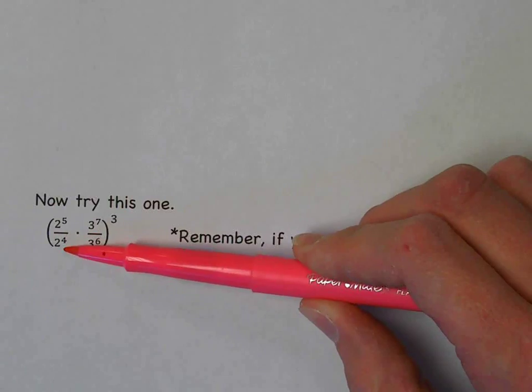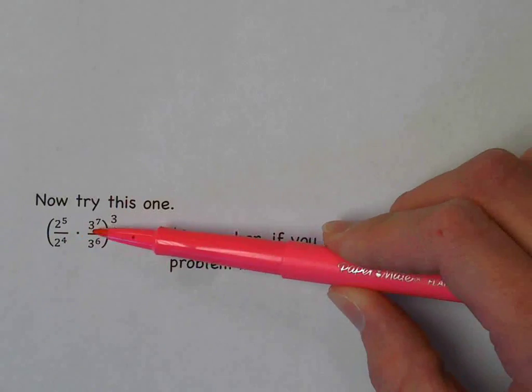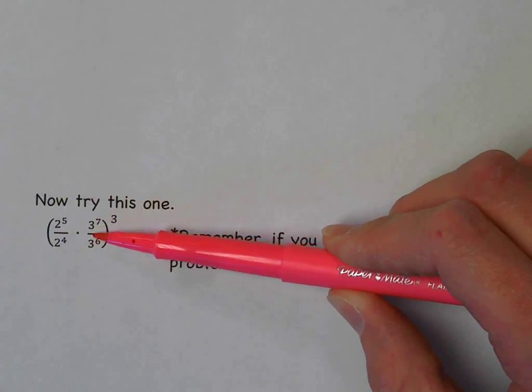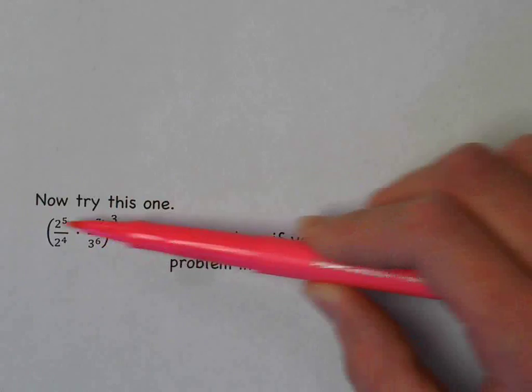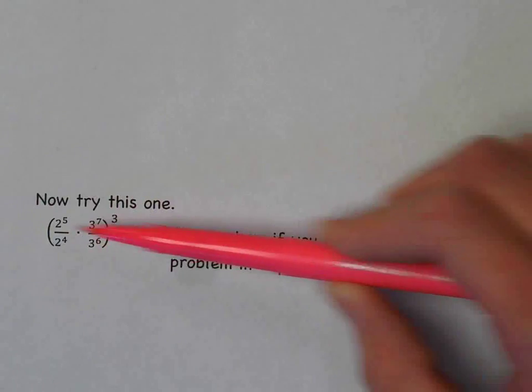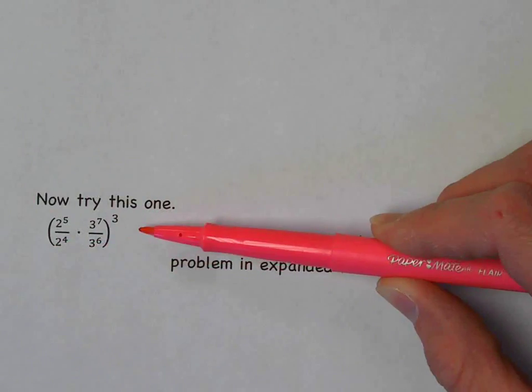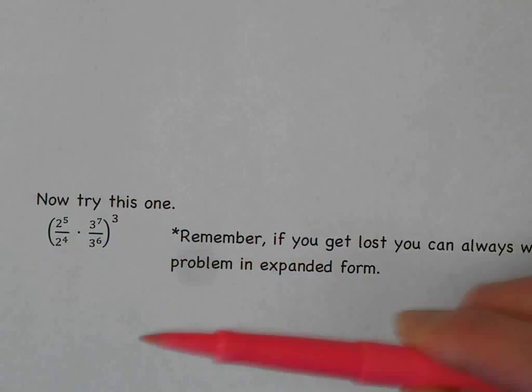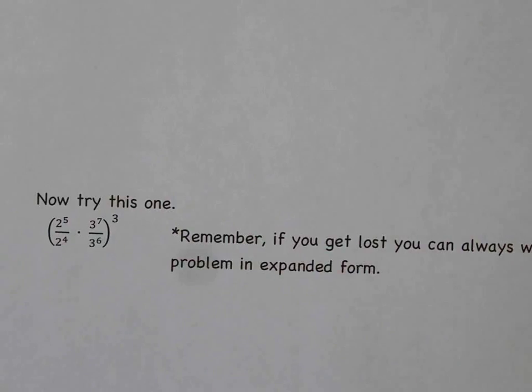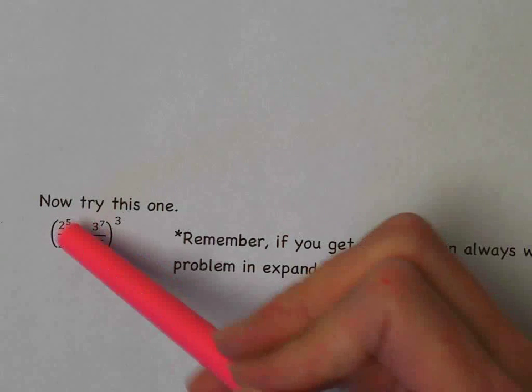Okay? And then the last one that I want you to do, let me spread this out just a little bit. The last one that I want you to do is, now try this one. You're going to take 2 to the 5th divided by 2 to the 4th times 3 to the 7th divided by 3 to the 6th. So you're going to multiply those together, which you can't do because they don't have the same bases, but I want you to do the division part. And then I want you to do it 3 times, okay? Because we're practicing the rules that you just learned.